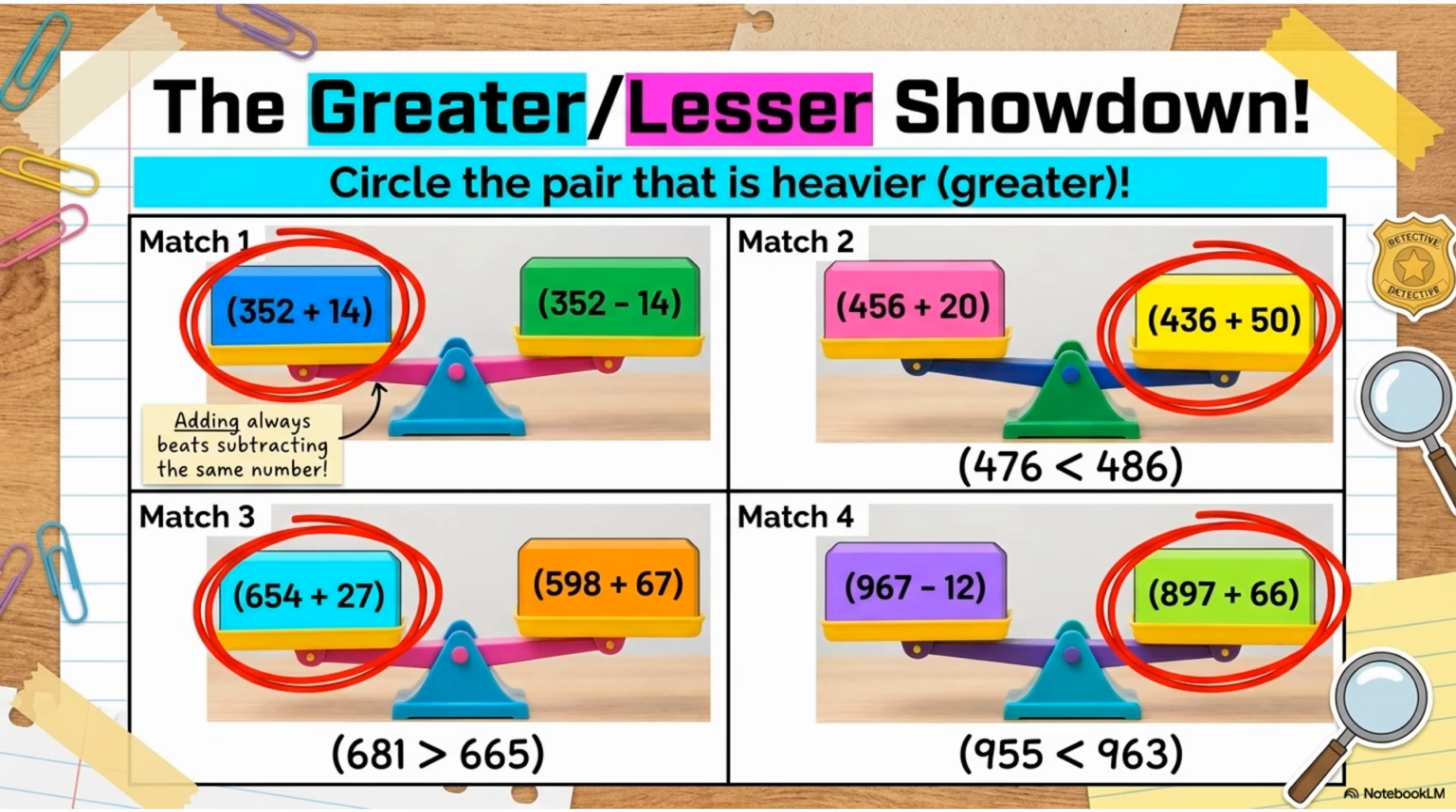The greater than, lesser than, I had taught you this, students. So whichever number is greater, the crocodile opens its mouth to that side. So it's 352 plus 14 or 352 minus 14, definitely plus. 654 plus 27 or 598 plus 37. So this side is greater. Then 436 plus 50 is greater. 897 plus 66 is greater.